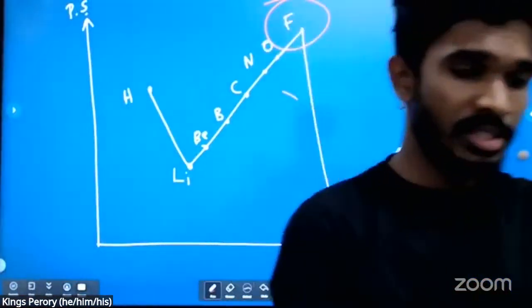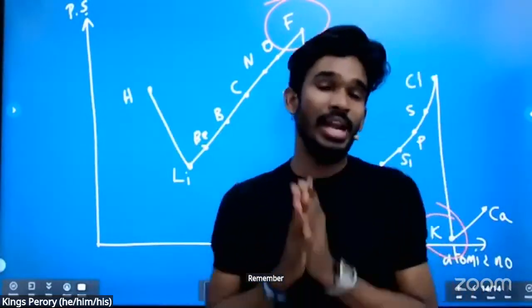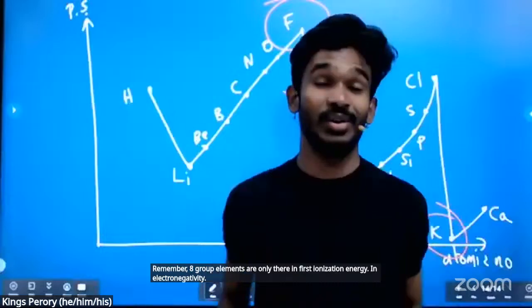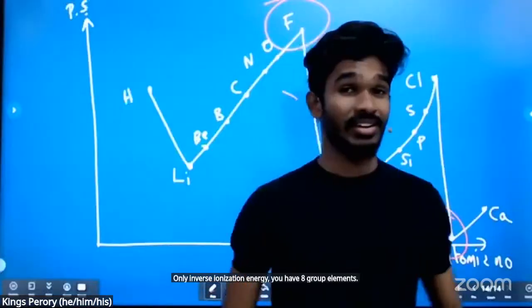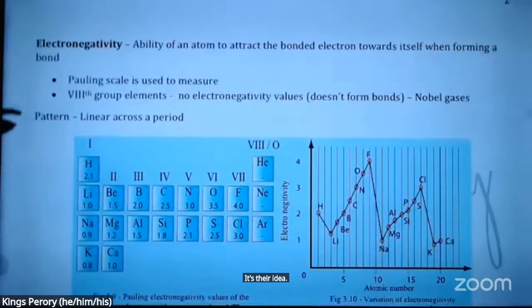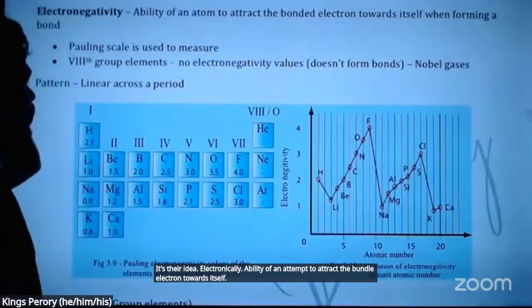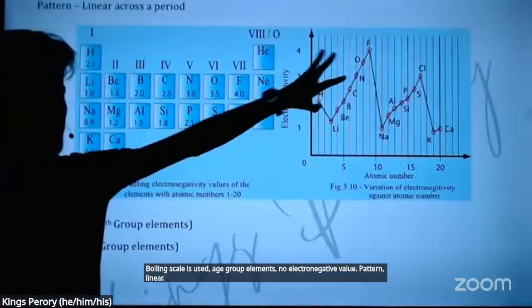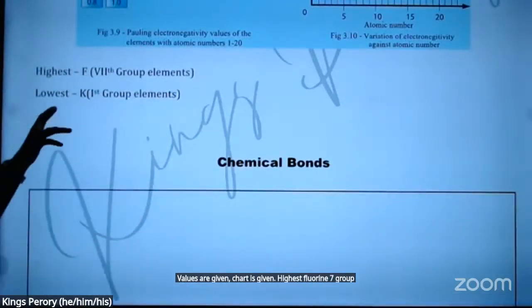Is there 8 group elements here? No. No 8 group elements. Remember, 8 group elements are only there in first ionization energy. In electronegativity, no 8 group elements. Only in first ionization energy, you have 8 group elements. Here, no. Electronegativity: ability of an atom to attract the bonded electron towards itself. Pauling scale is used. 8 group elements, no electronegativity value. Pattern, linear. Values are given. Chart is given. Highest, fluorine, 7 group element. Lowest, potassium, first group element.